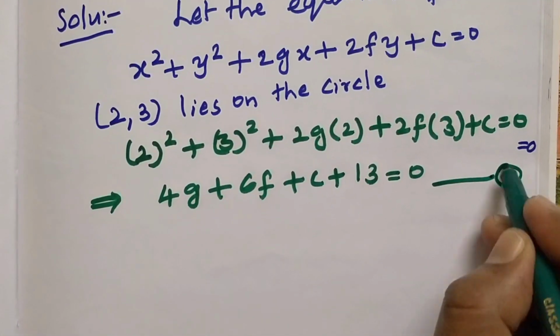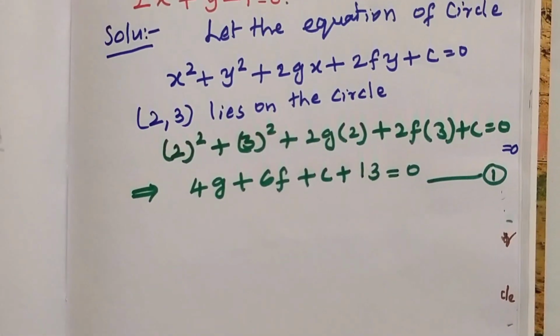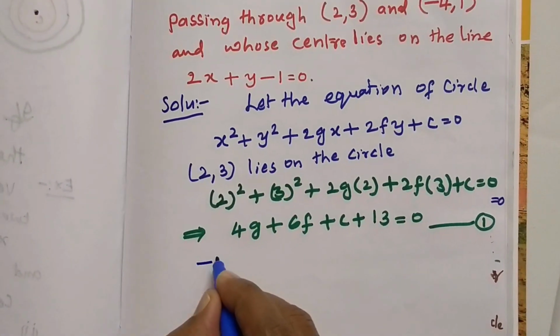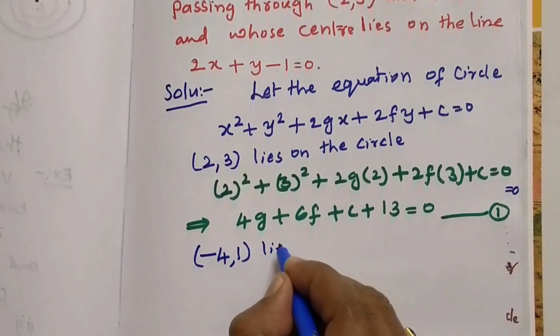Now there is another point given. (Minus 4, 1) lies on the circle.